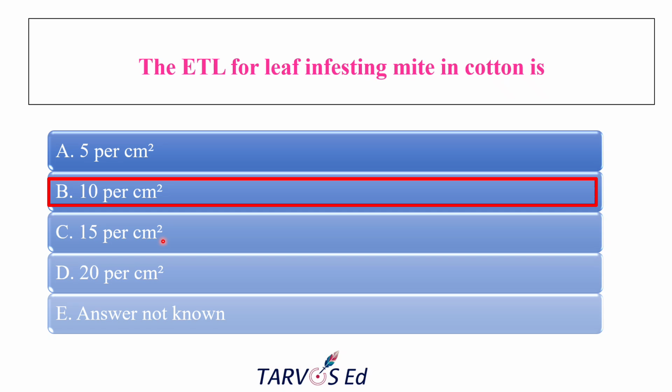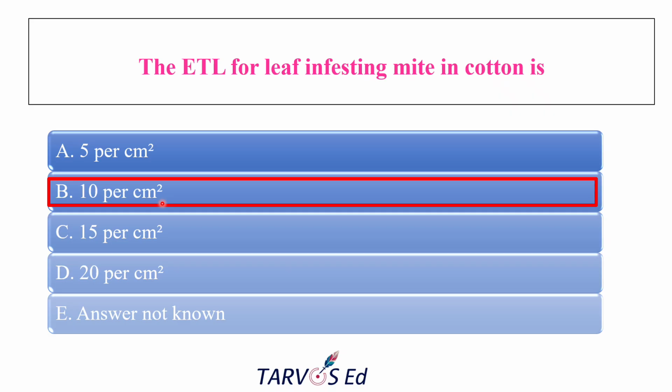By the time you hit 15 mites per centimeter square, damage is already visible and yield loss has already started. So this is closer to the economic injury level, not the threshold level. Okay. And the same, 20 is also too high. So the correct answer is 10 per centimeter square.